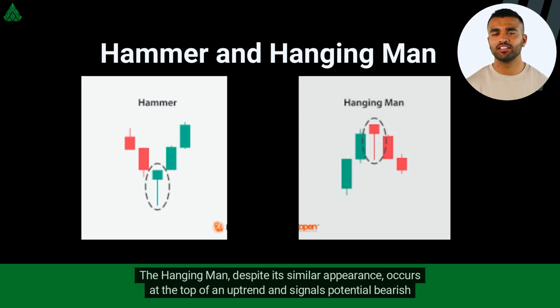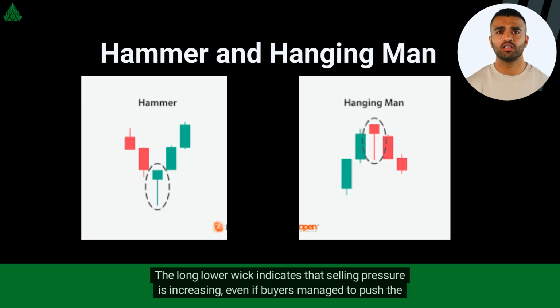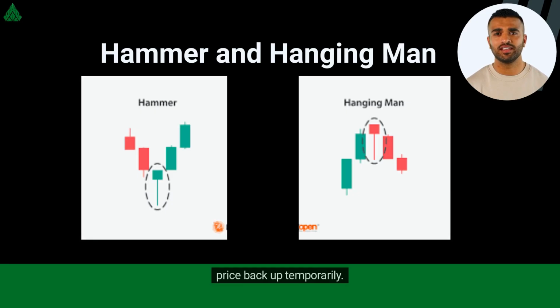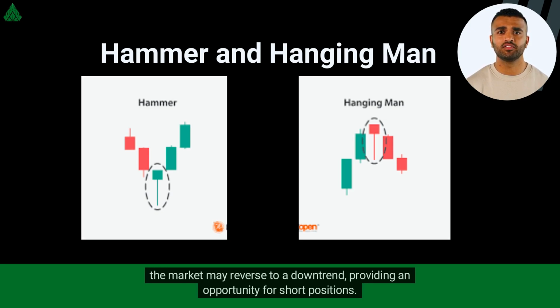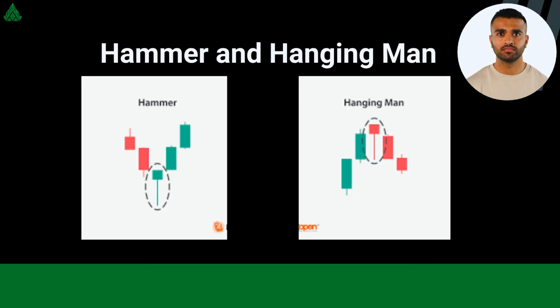The hanging man, despite its similar appearance, occurs at the top of an uptrend and signals potential bearish momentum. The long lower wick indicates that selling pressure is increasing, even if buyers manage to push the price back up temporarily. The potential outcome of hanging man is, if it is followed by a bearish candlestick, it suggests that the market may reverse to a downtrend, providing an opportunity for short positions.